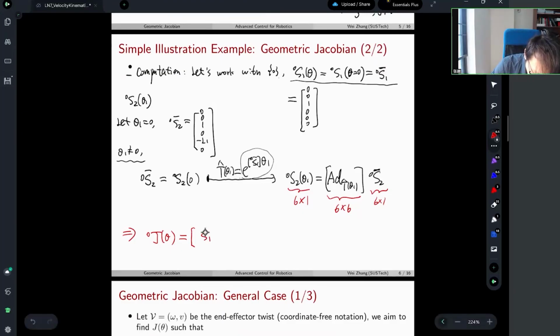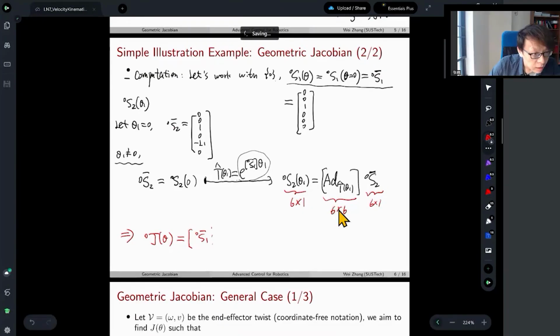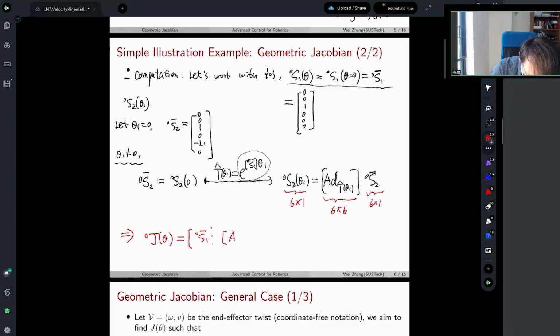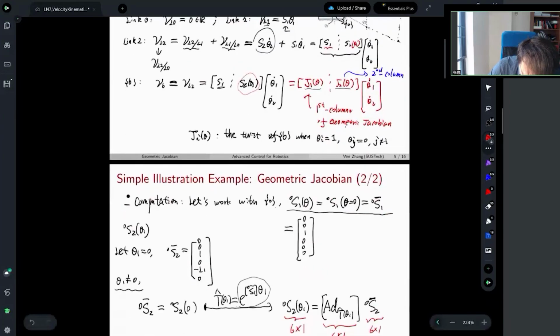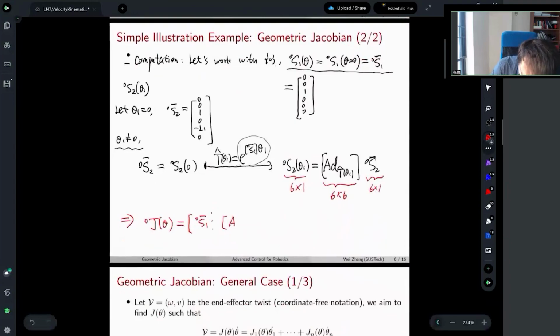The first one is S1 bar in frame 0. This is the first column. And the second one, what is this guy? If I want to write this, the second column will be the adjoint of T bar theta 1, this 6 by 6 matrix, times S2 0 bar.